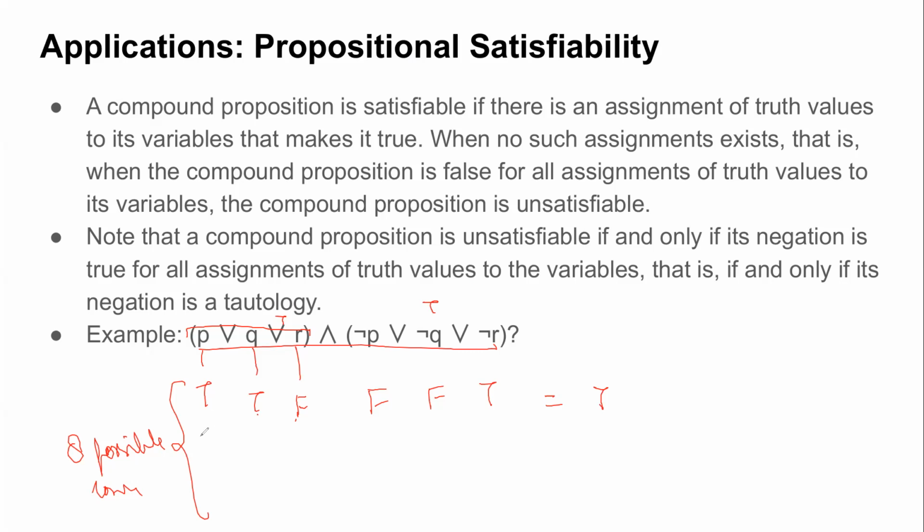Similarly, even if there are other combinations which are false, it's still satisfiable because I have at least one assignment for which this is true. In general, when you have to check whether a given statement is satisfiable, you just have to look for one combination of variables for which this is true. One is sufficient. But if you have to show unsatisfiable, you have to show that for all possible combinations, it's false.